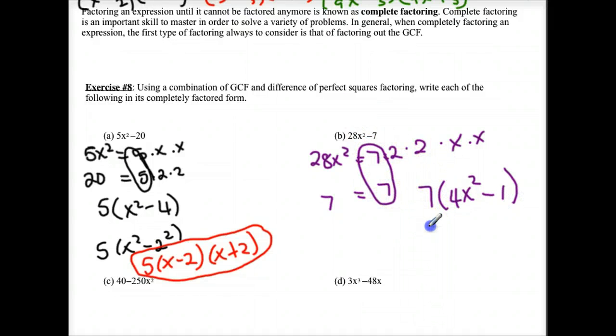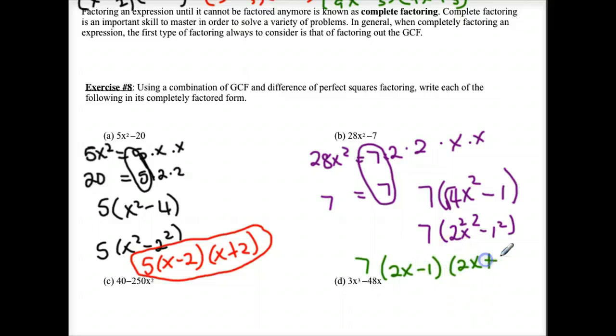And I can rewrite this as 7 times 2 squared x squared minus 1 squared. You take the square root of these numbers. And then my final answer would be the 7 that's outside, and then this is a difference of squares that we talked about. So it would be 2x minus 1 and 2x plus 1. Remember those conjugate pairs, okay?